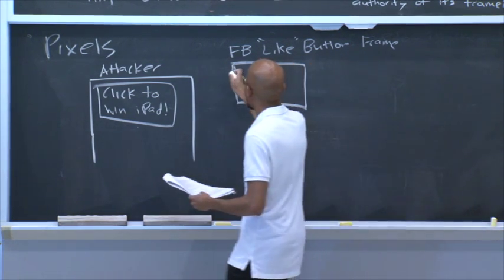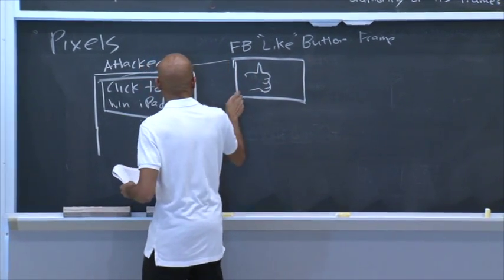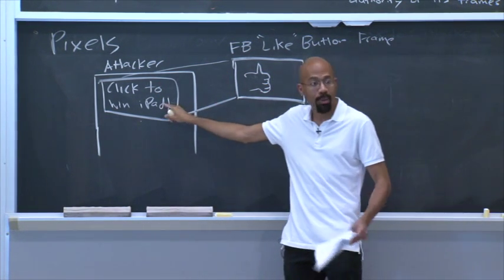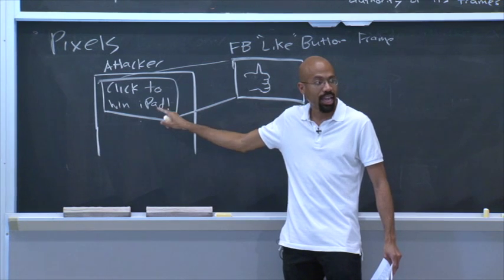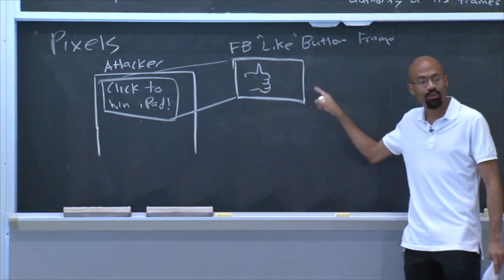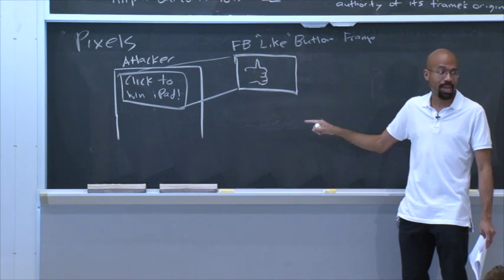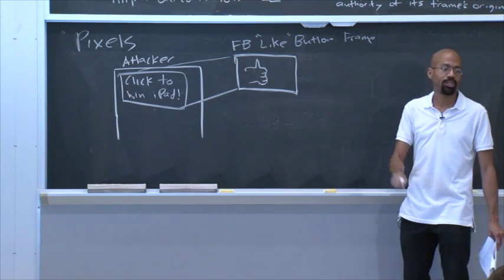Now what the attacker can do is overlay this frame on top of the click to get the free iPad and also make this invisible, right? So CSS lets you do that, right? So what's going to happen? As we've already established, everybody wants a free iPad.